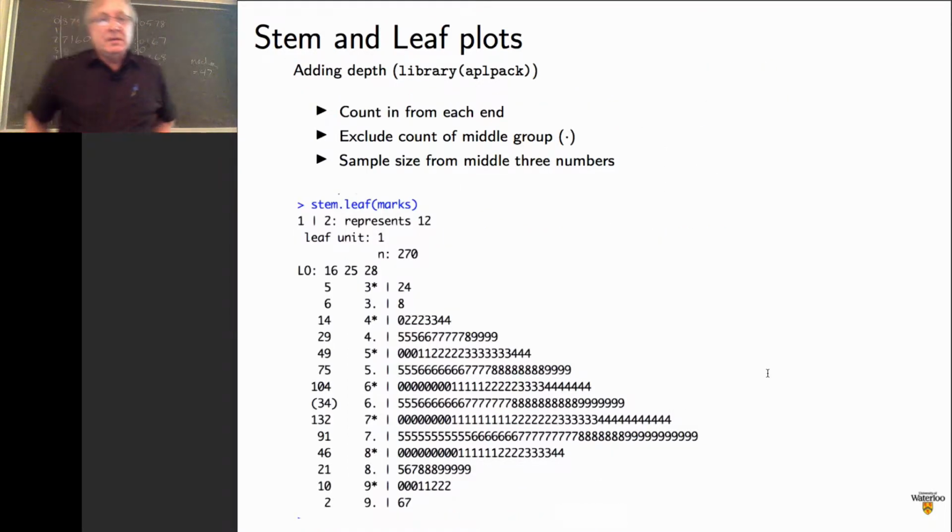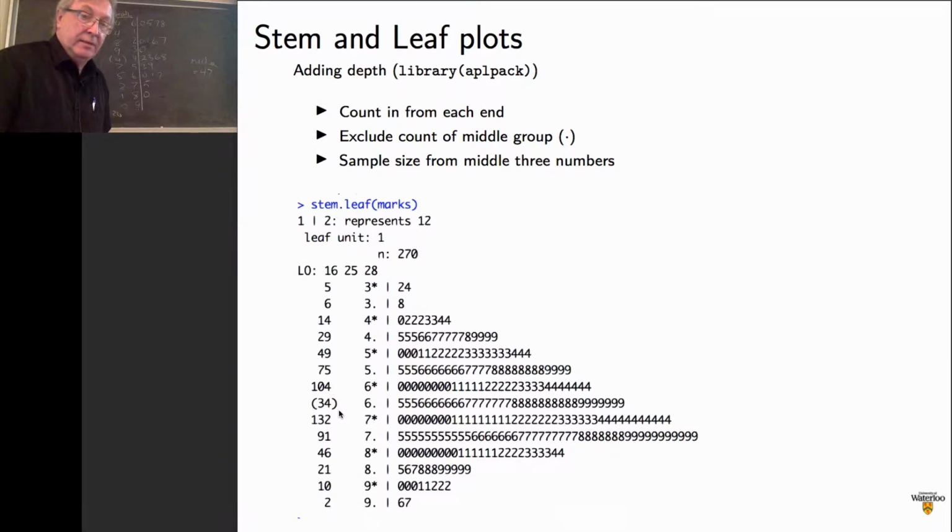Okay. So depths, like I did on the board there, we can count in from each end. In R, there's a function in the APL package. If you install that package, stem.leaf, which will actually give you the depths. And it constructs the depths exactly as I said. You count in from each side until you're in the middle. And then you just bracket the middle points. So now you know the sample size is the sum of those three numbers. And you know the median's in there somewhere.